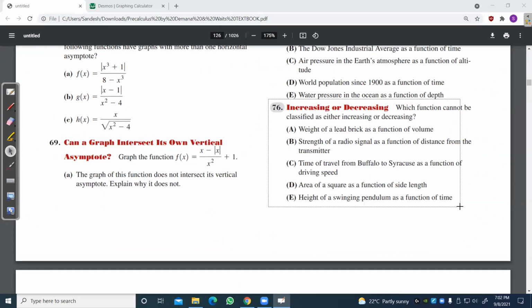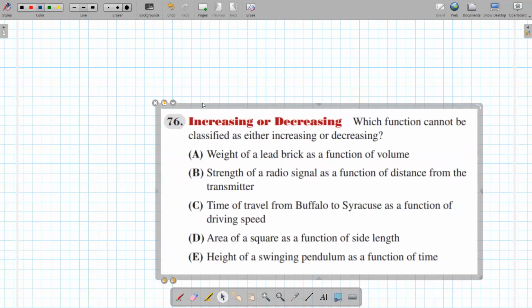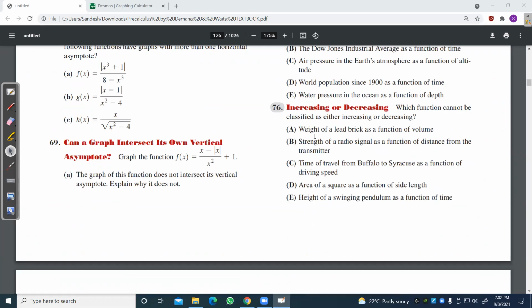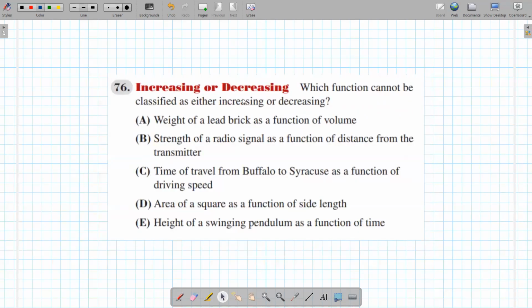So which cannot be classified as either increasing or decreasing. So for this, we're looking at a turning point. Oh, sorry. What was the answer for number 75? We went with the air pressure question. Air pressure, yeah. C. 76, is this classified as either increasing or decreasing? Weight of a lead brick or the volume. It's gonna go up all the time. Yeah. Got it.